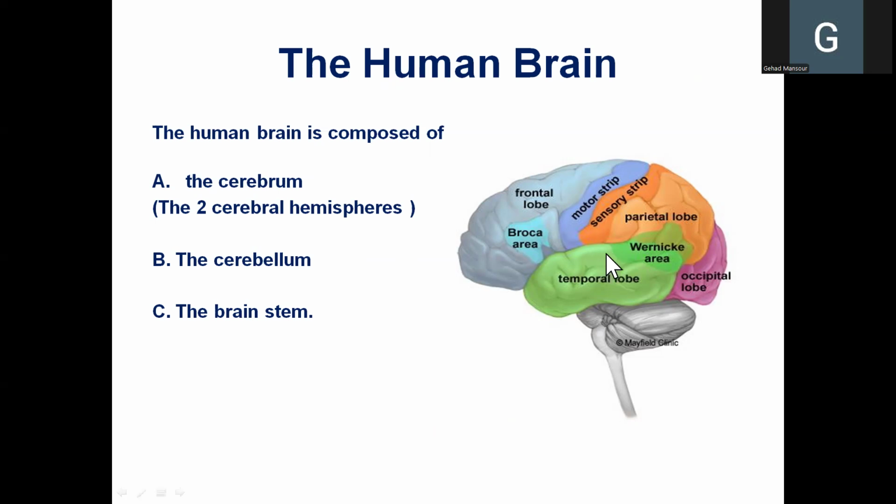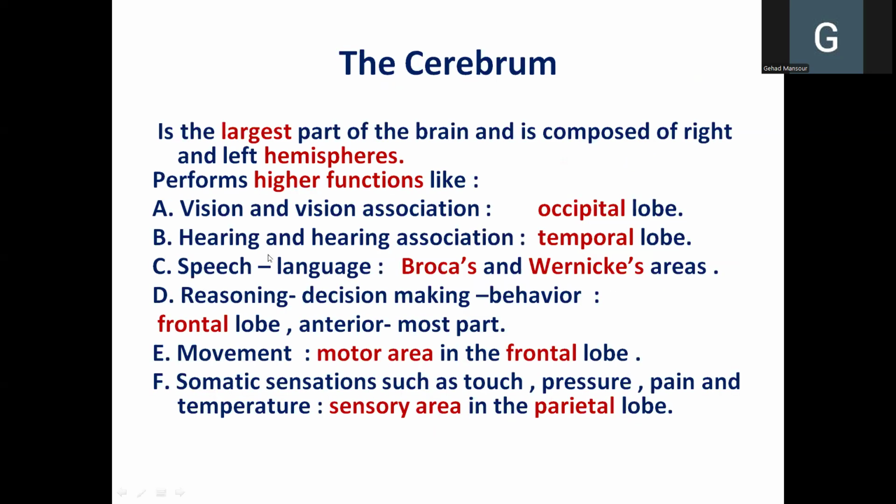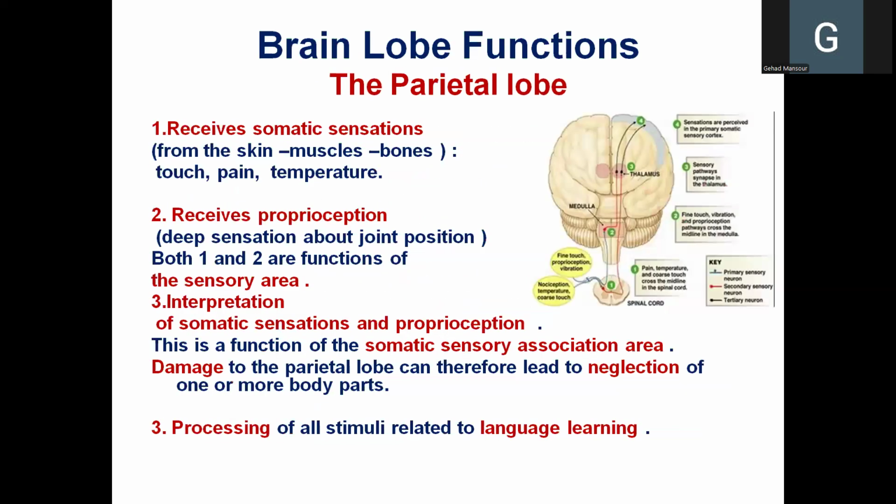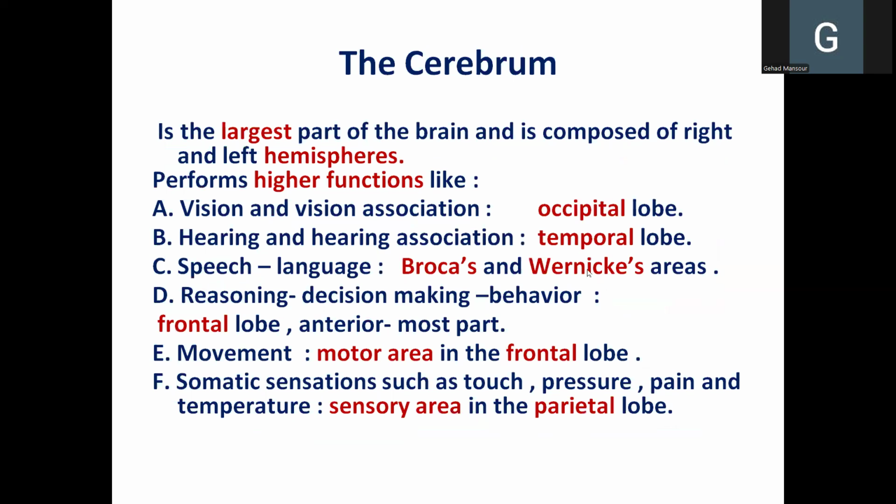You hear a particular sound and you understand that this is your mom's voice, this is your dad's voice, this is your teacher's voice, this is a particular singer's voice, and so on. And then we have, of course, Broca's area and Wernicke's area, and we've talked a lot about them. I'm not sure whether they are on the slides or not, but we wrote them in the notes.